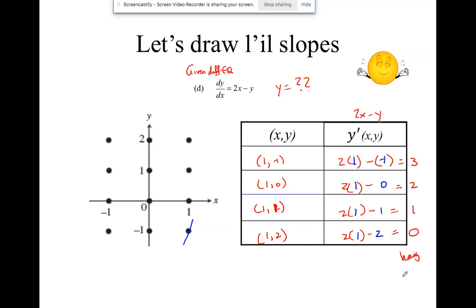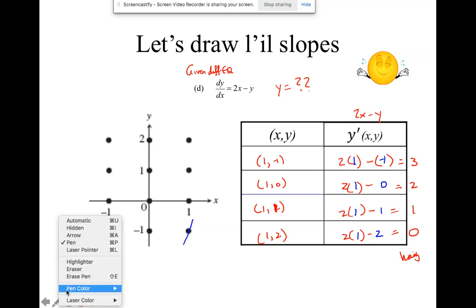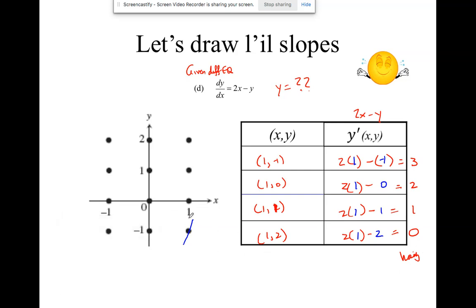ooh, you like to know where horizontal tangents are, right? So at the point 1, 0, I'm drawing a slope of 2, so less steep than the one I just drew. At the point 1, 1, a slope of 1, and at the point 1, 2, a slope of 0. So this is slightly annoying to do by hand, right? But that's literally all there is to it. Literally all there is to drawing it yourself.